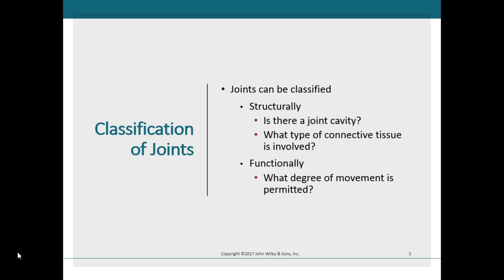We also want to classify joints based on their function. So what do they do? What is the degree of movement that is permitted? Joints may be classified functionally as a synarthrosis, which is an immovable joint, an amphiarthrosis, which is partially movable, or a diarthrosis, which is a freely movable joint.